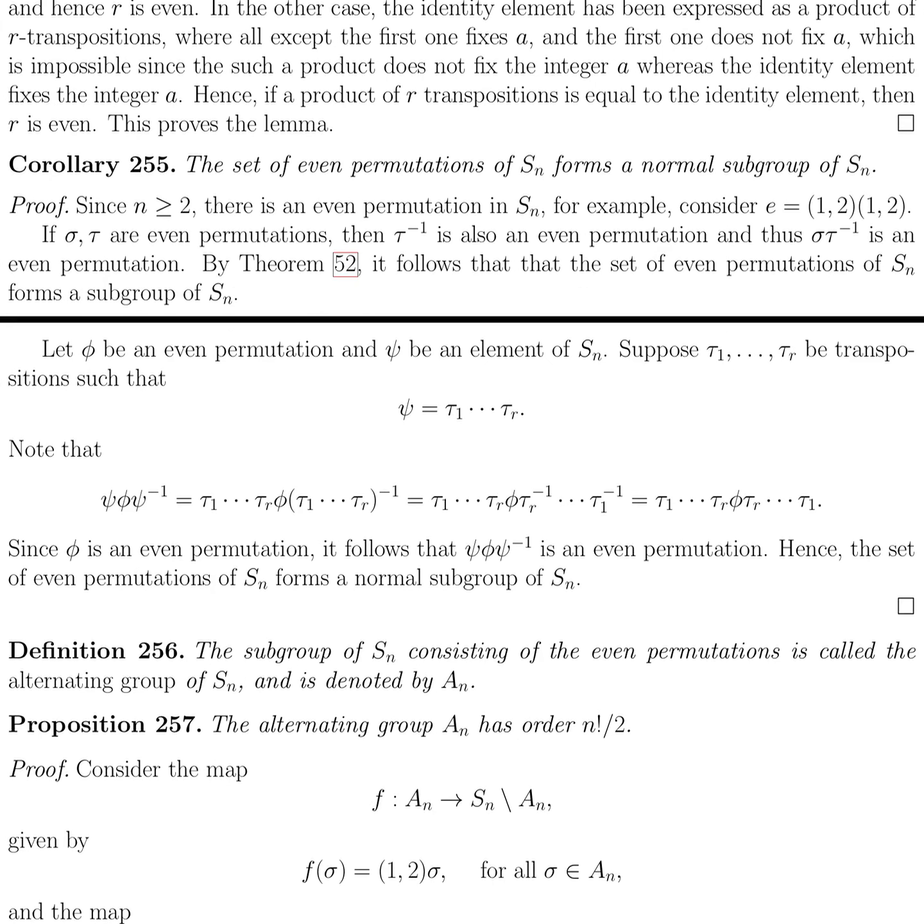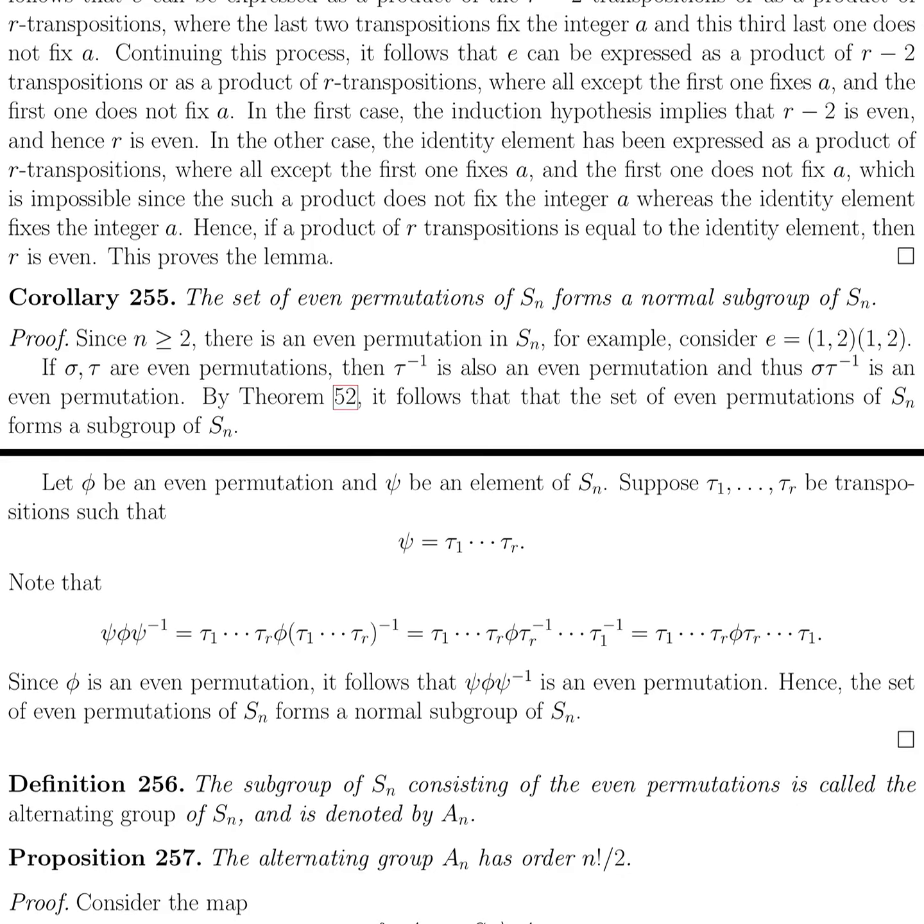So now it forms a subgroup, and we are left to prove that this is a normal subgroup of Sn. So we take an even permutation phi, and now we try to conjugate it by psi. That is, we look at psi phi psi inverse. We need to show that this is even in order to make sure that this subgroup that we have just established is indeed normal. So we know that this permutation psi can be expressed as a product of transpositions. So suppose psi is equal to tau 1 tau 2 up to tau r, where these tau i's are transpositions.